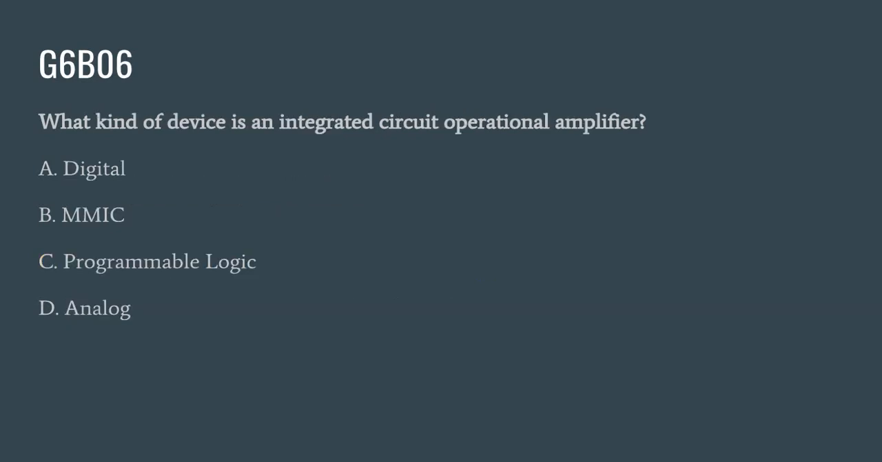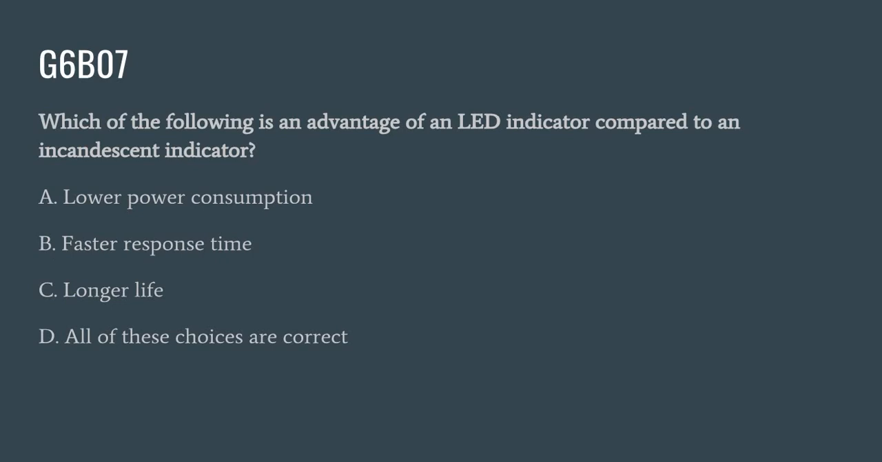G6B06, what kind of device is an integrated circuit operational amplifier? A, digital, B, MMIC, C, programmable logic, or D, analog. Correct answer D, analog.